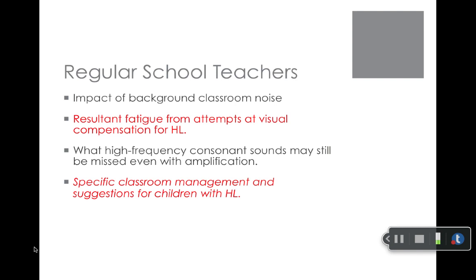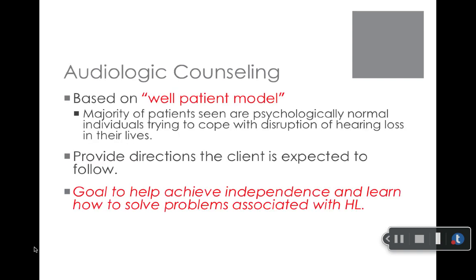So you have to teach that teacher about the impact of the background classroom noise, the fatigue that results from straining to hear, how high-frequency sounds might be missed, even with amplification, and how to manage a classroom of children with hearing loss. So give that child the FM system, make sure the child is on, make sure the child can see your face, have the child sit as close to you as possible, preferential seating, make quiet areas for work, do the best you can to keep that classroom environment quiet to reduce ambient noise and background noise so as to improve the signal-to-noise ratio.